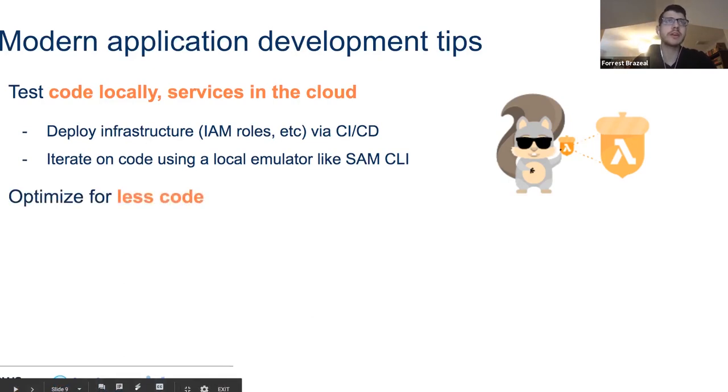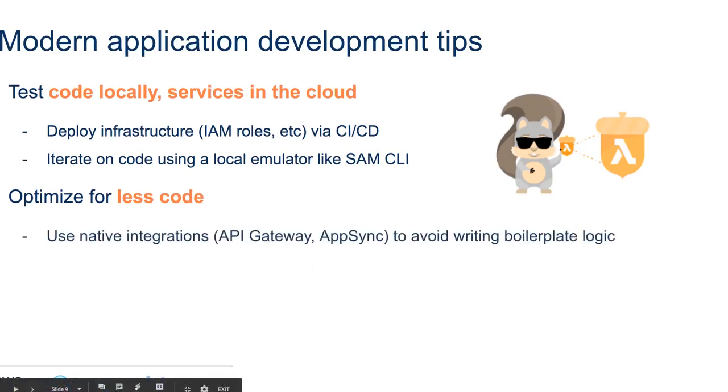Secondly, I do recommend that wherever you can, you optimize for less code. Not saying that code isn't good. Code is great as long as it is actually solving a business problem for you, but you don't want to get into a situation where you're just writing boilerplate. That's not the modern application development way. We'd like to have AWS take care of that for us. So wherever you can, try to use native integrations.